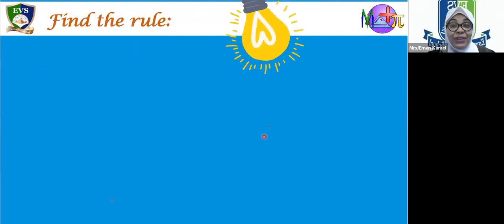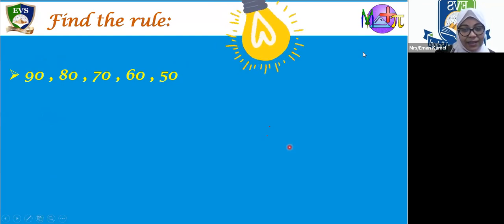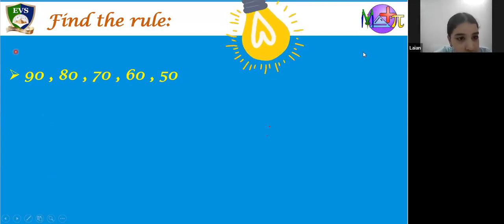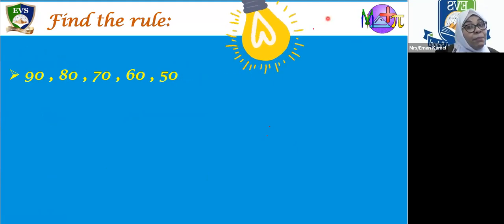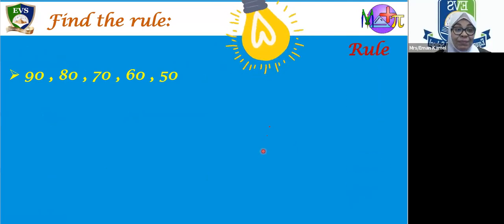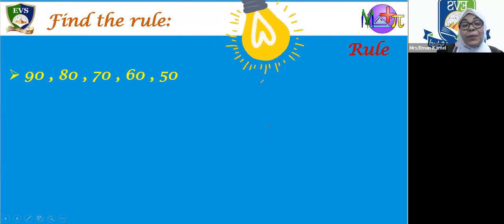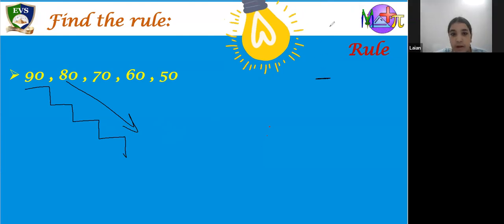Here is another question. Find the rule. 90. I need someone to help me. Yes, Leanne. Yes, teacher. Can you help me, please? Okay. 90, 80, 70, 60, 50. Number one, you have to find what? The rule. Excellent girl, the rule. Can you find the rule? 90, 80, 70, 60. So the button goes minus. Down. Excellent. It's minus, right? The button is going down. 90, then 80, 70, 60, and so on. It's minus. Minus what? How can I know minus what?